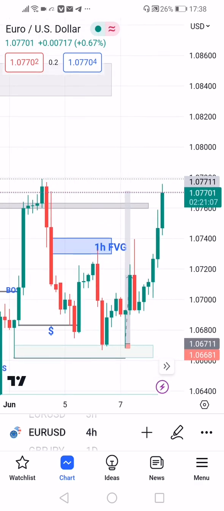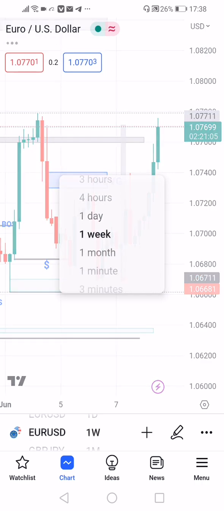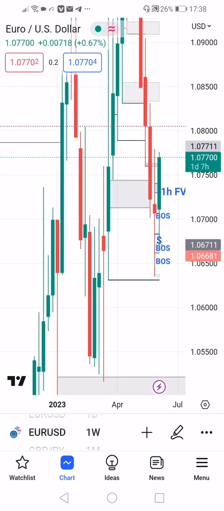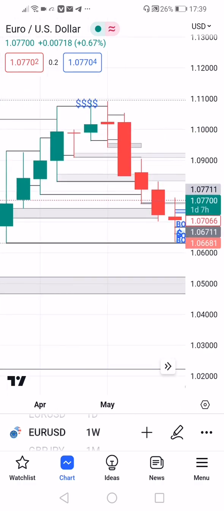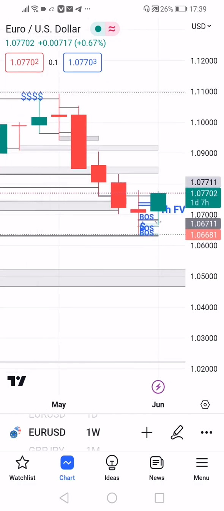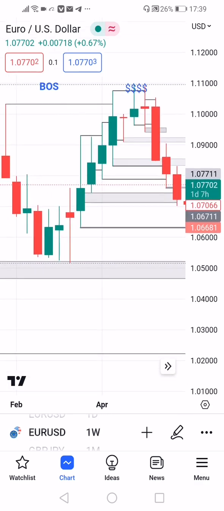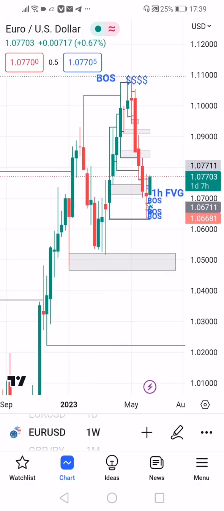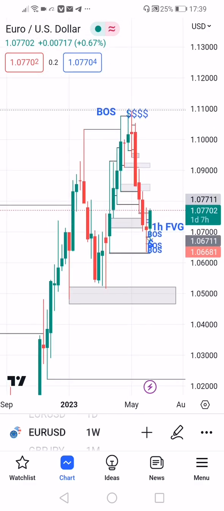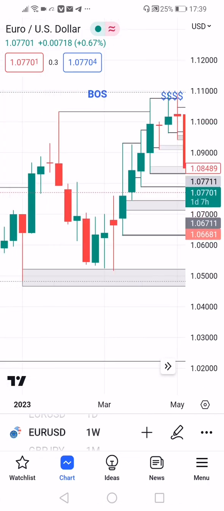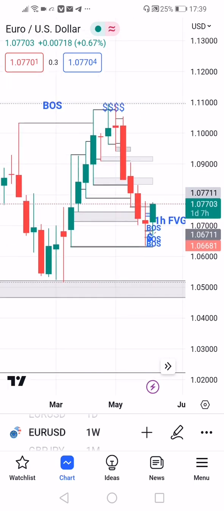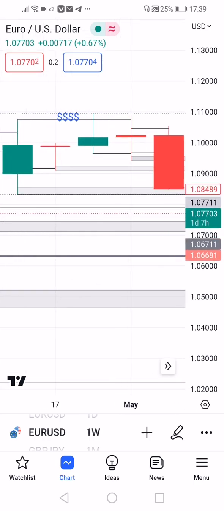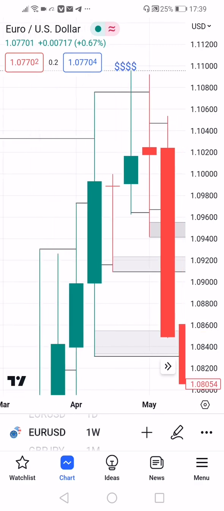So when I'm analyzing, in most cases I start from the weekly time frame. This is what I do most. I start from the weekly time frame and I see what the market is doing. What we are seeing in the weekly time frame is that price broke structure to the upside, and somewhere it cleared liquidity.